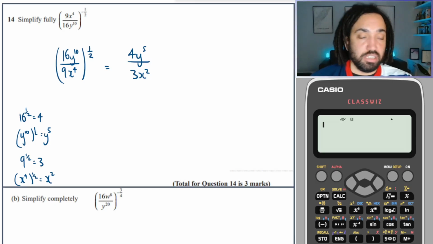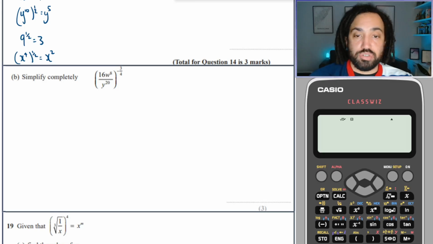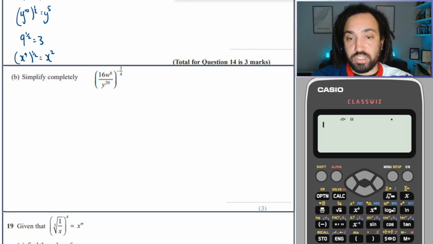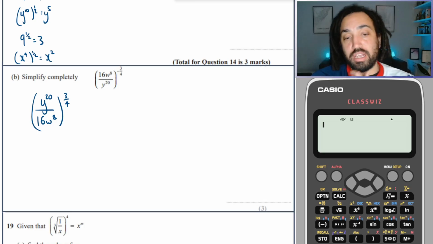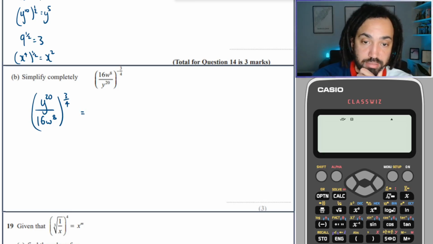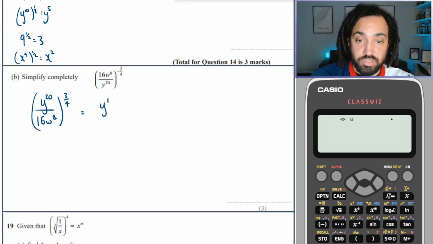Perfect, so that's that done. Next one, slightly trickier. The first thing I'll do again is just flip it over because it's a negative power, so we just take the reciprocal, which flips it over like that. Okay, and then the algebraic ones, we will just times the powers. So that's y to the 15.